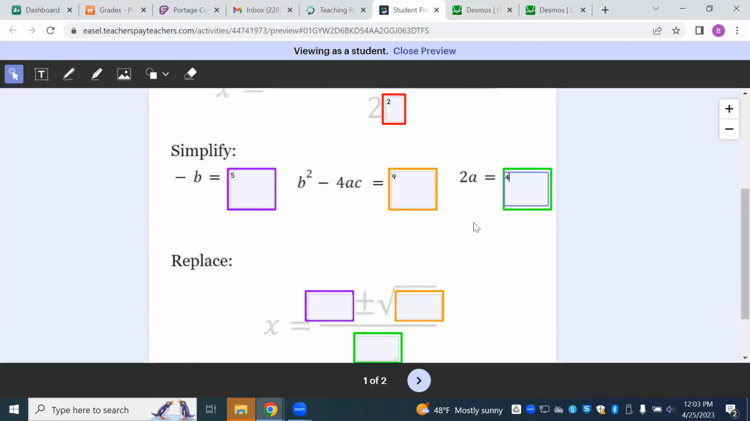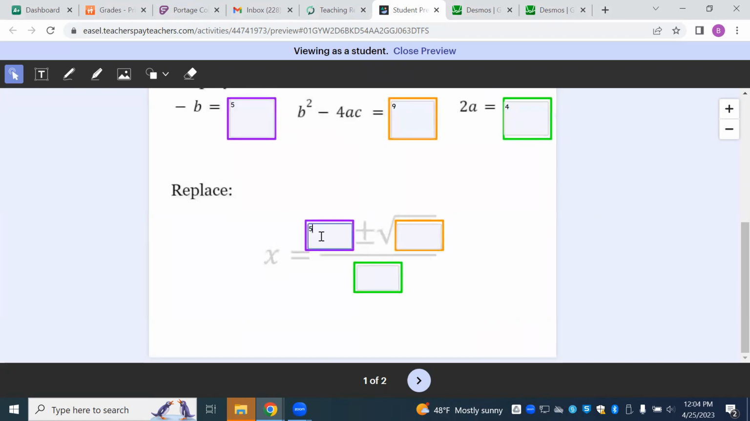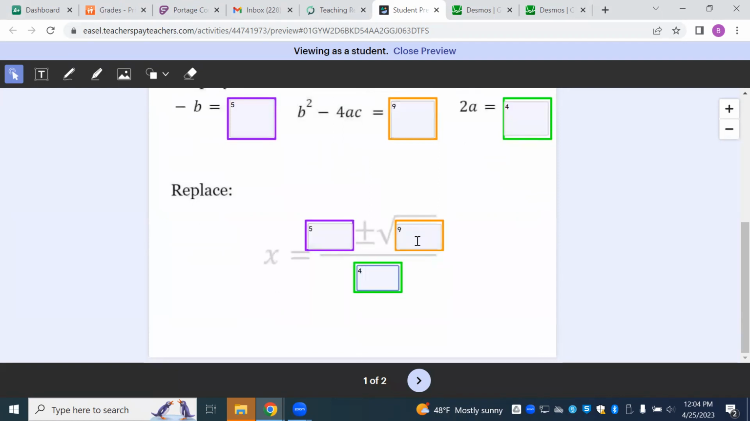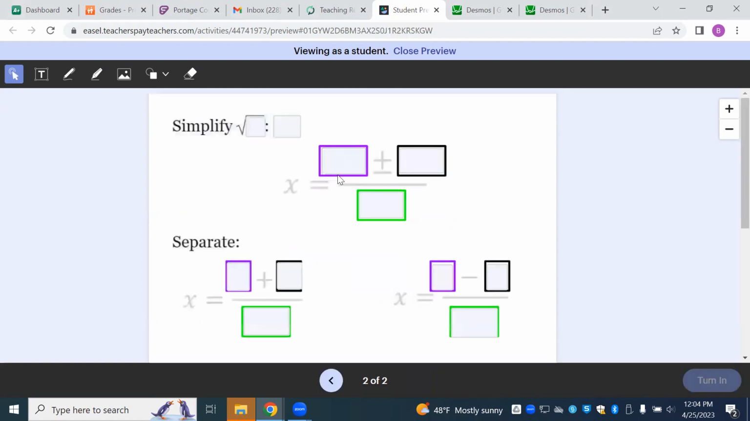Once you've figured out these three boxes, we're going to put them back into this formula. The first part before the plus or minus is 5. The part underneath our square root is 9. And the part on the bottom is 4. We basically just simplified what we got in this step here. You might want to write this down, or you can go back and forth, but you're going to see there's more than one page to do. So you're going to click this arrow and go to the next page.